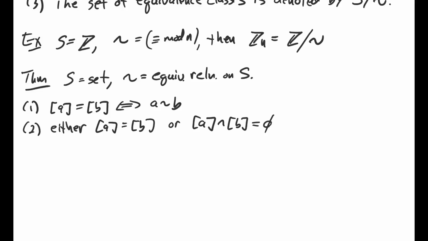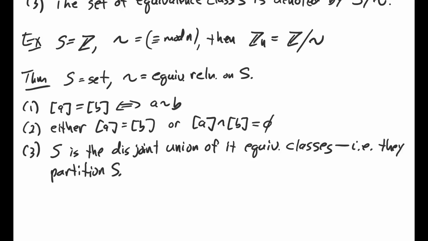Number two, two equivalence classes, remember they're sets, subsets of S, are either identical with different representatives, of course, or they don't meet at all. They're disjoint. Number three. S is the disjoint union of its equivalence classes. Another way to say that is the equivalence classes partition S. They break it up into a bunch of subsets. Anyway, that's everything there is to say on section 2.6.